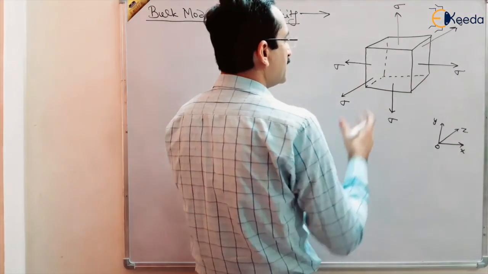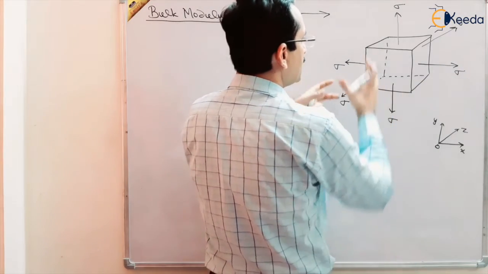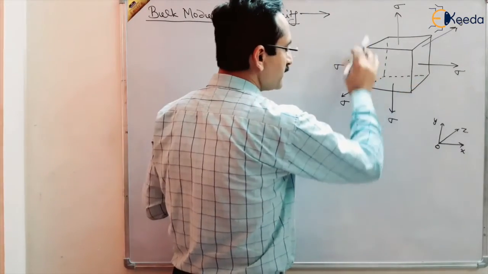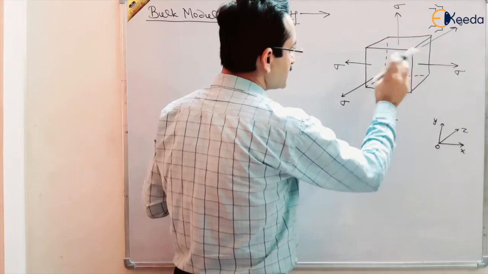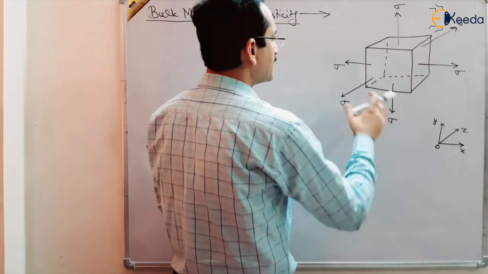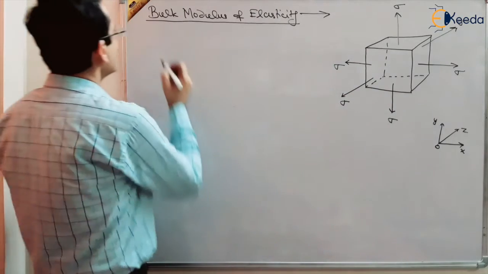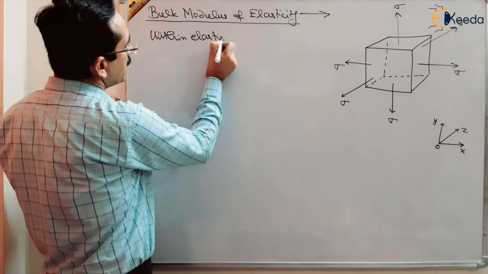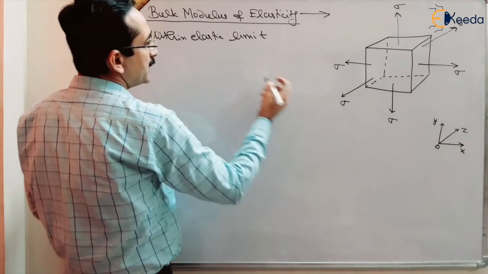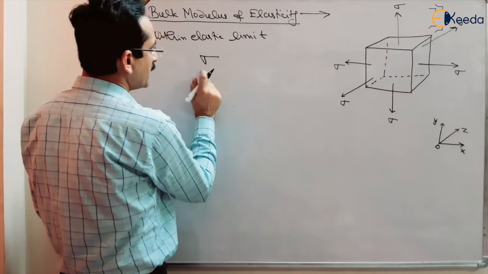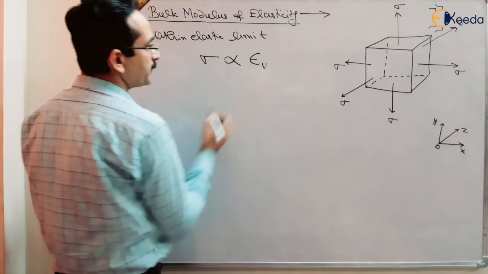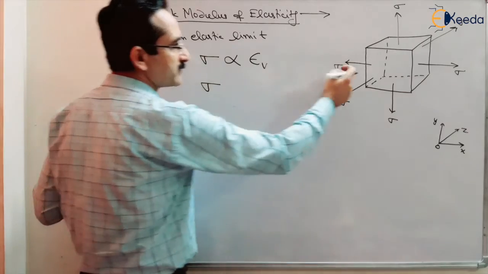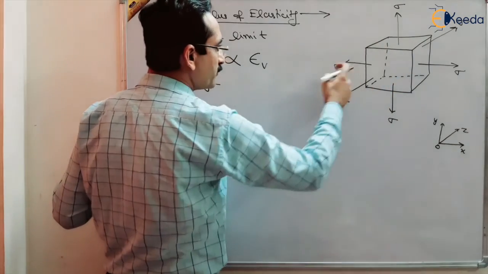And due to this there is some strain, volumetric strain, in this body. So due to the load applied on this cuboid, the stresses developed are sigma, and due to that loading, the strain is volumetric strain. So within elastic limit, the stress developed, sigma, will be proportional to the volumetric strain. And this stress is the direct stress applied, one of the stresses we have taken out of three because all are the same.